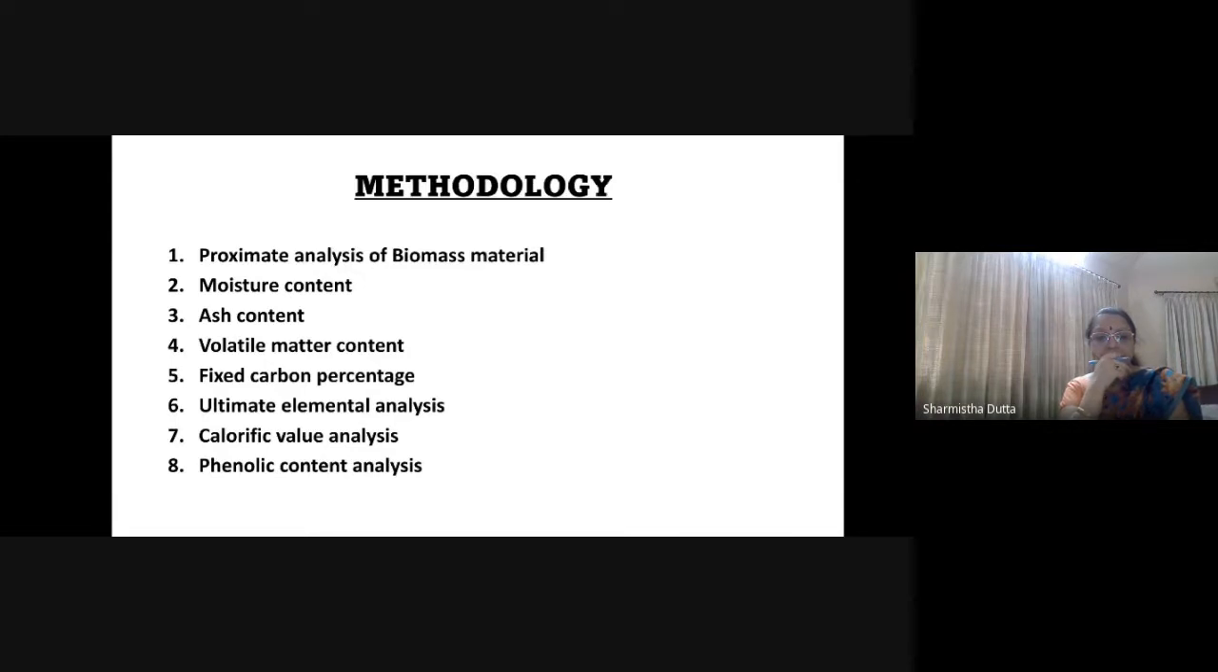And a calorific value analysis. A calorimetry procedure was used to evaluate the higher heating value of the biomass material.